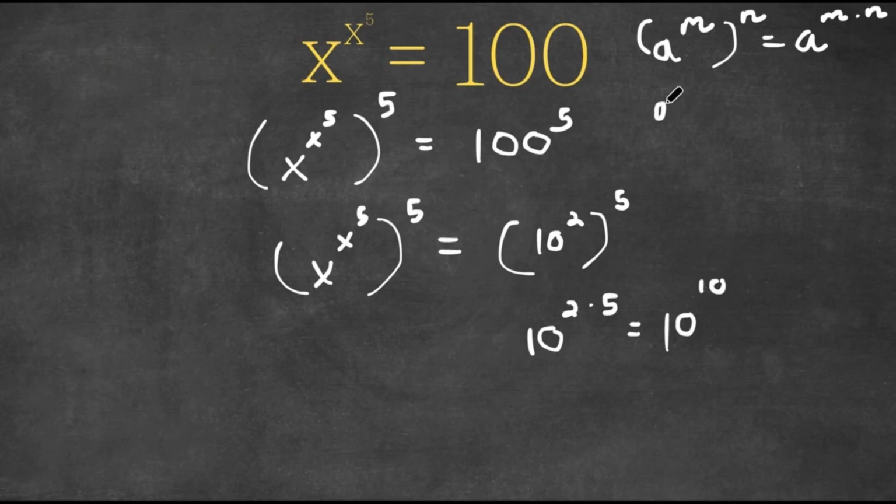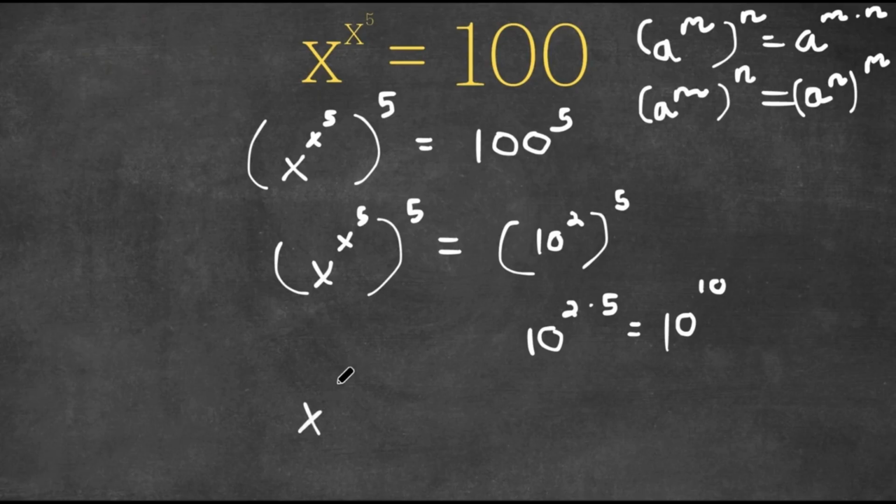And also, if we have something in the form a to the power of m to the power of n, because this is simply equal to a to the power of m times n, we could reverse these two, meaning this would also equal a to the power of n to the power of m. So in this case, I'm going to switch the places of x to the power of 5 and 5. So now we would have (x^5) to the power of x^5 is equal to 10 to the power of 10.